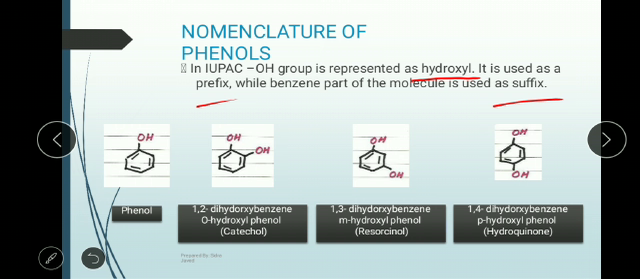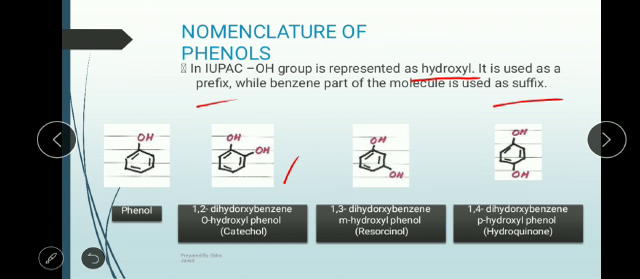Some of the examples. You can see catechol, 2 hydroxyl groups at first and second position. So you can write its IUPAC name, 1,2-dihydroxybenzene. This is its IUPAC name.